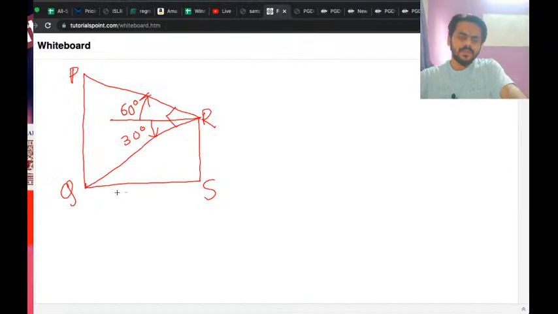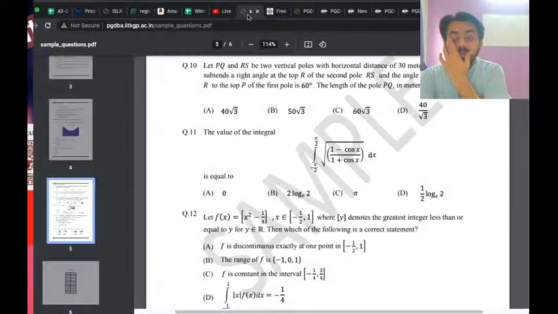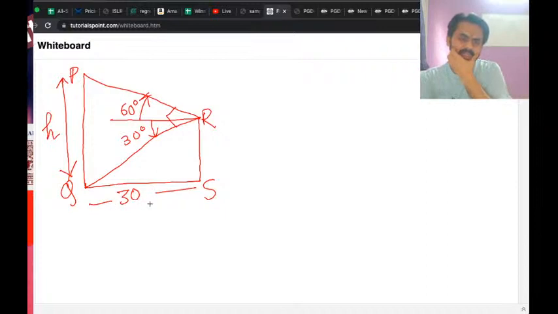Okay, so this is 30 meters. Obviously they must have given that. I need to find the length of the pole PQ. Let's say this total length over here is PQ, which is H. I need to find H. This is 30. If this is 30 degrees, even this is 30 degrees, right?